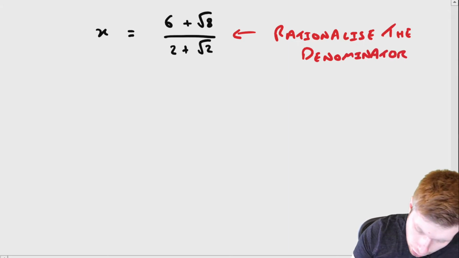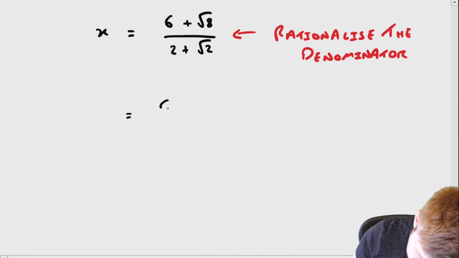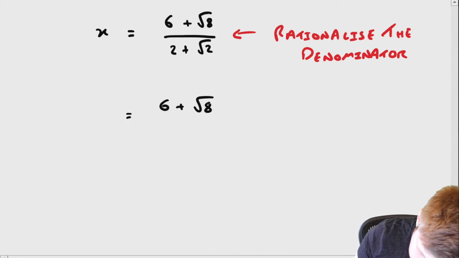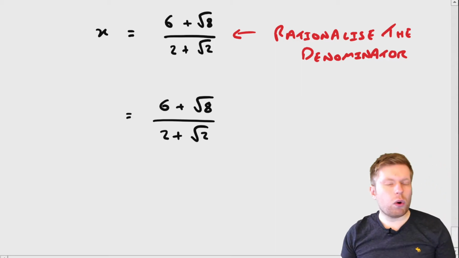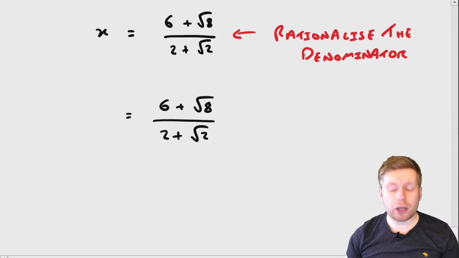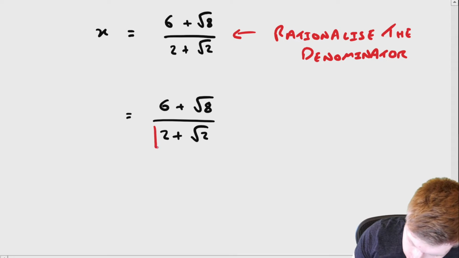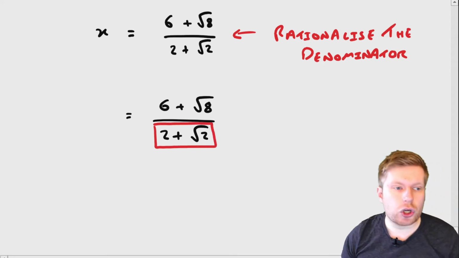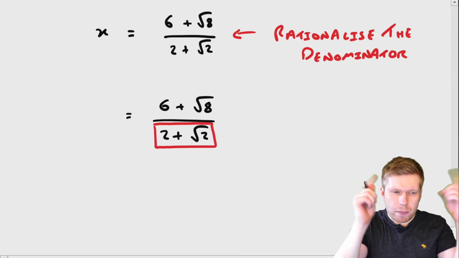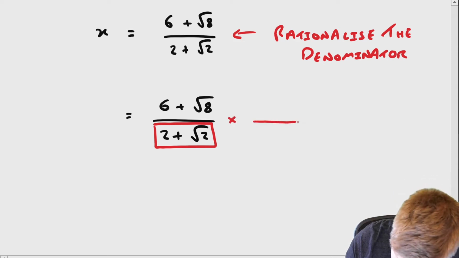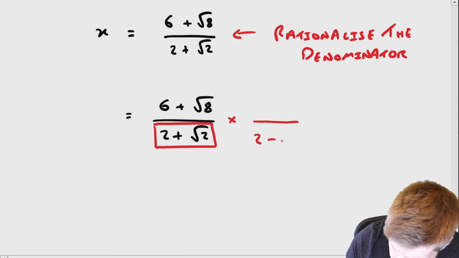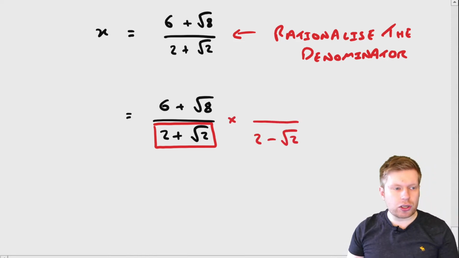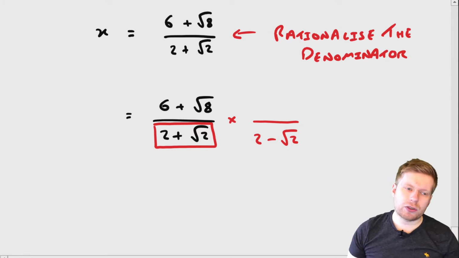Okay, so hopefully you're looking at this and you're thinking, I know how to rationalize this. What do you need to do? We need to multiply by the conjugate of the denominator. So have a look at what's on the denominator at the moment. It's 2 plus root 2. Now, if you remember, the conjugate is just changing that plus to a minus. So 2 minus root 2 would be the conjugate of 2 plus root 2.